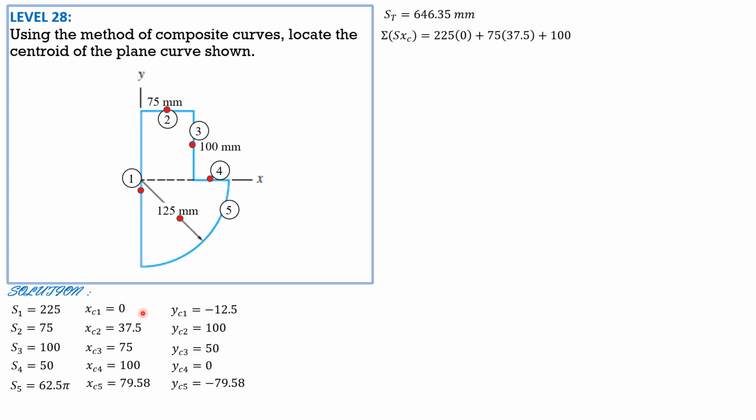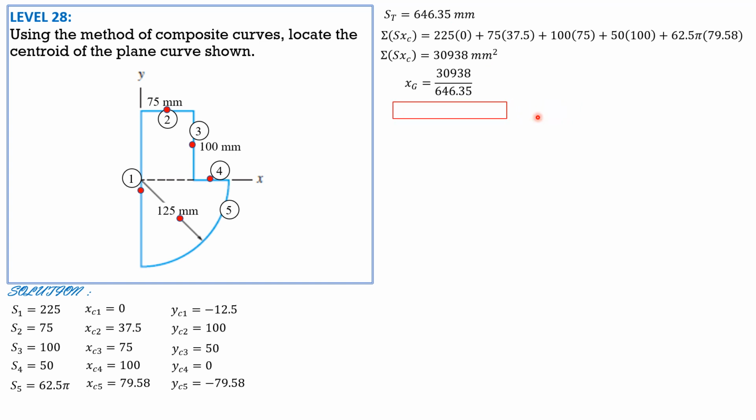Then the summation of S times x sub c equals 225 times 0 plus 75 times 37.5 plus 100 times 75 plus 50 times 100 plus 62.5 pi times 79.58, and that is equal to 30,938 mm squared. So xg can now be computed, summation of S x sub c divided by S total. So 30,938 divided by 646.35.